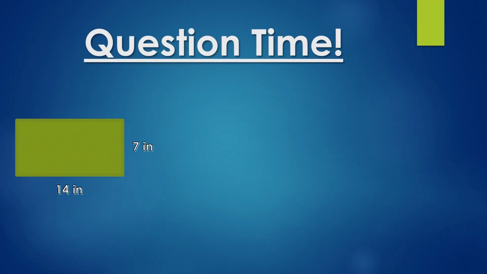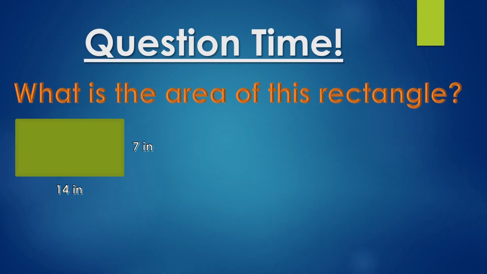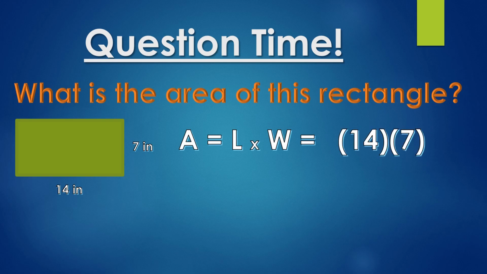If I have a rectangle with sides of 14 inches as the length and 7 inches as the width, what is the area of this rectangle? Well, if you remember, our formula is area equals length times width. So 14 times 7 gives us 98 centimeters squared.